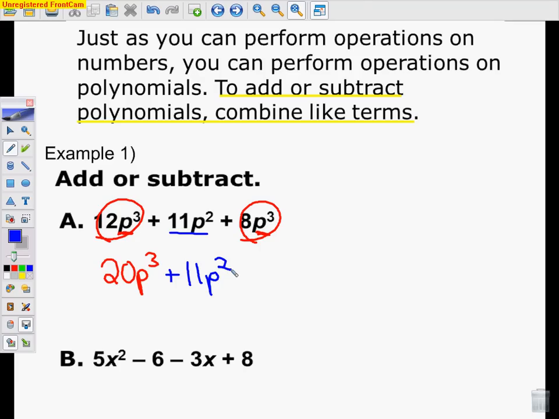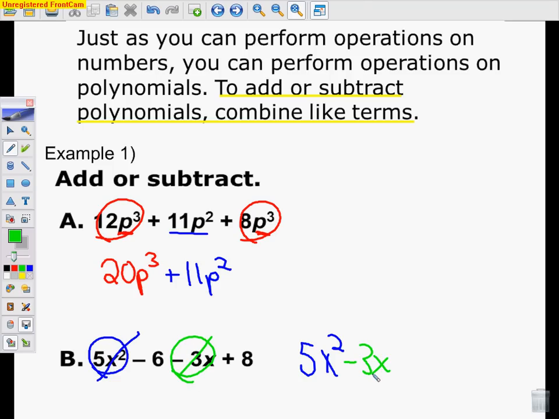Okay, let's look at example B here. So in example B, the first term that we're going to deal with is this 5x squared. Is there anything like terms with that? No, so we're just going to write that down. So here's 5x squared. So we're done with that. I'll just cross that out. Then we have our negative 3x. Anything like terms with negative 3x? No, so we're just going to write that down.